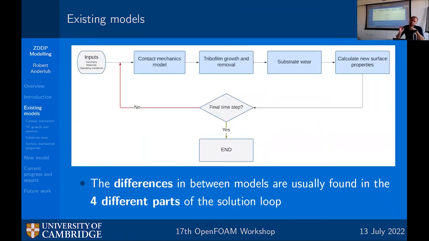So, to discuss existing models that are trying to do the same thing: the main differences between those models and my model are usually found in four different parts of the solution loop. This is obviously a simplified schematic of the solution loop. We have a contact mechanics model which resolves what is going on with the contact. It could be lubricated, unlubricated, and so on.